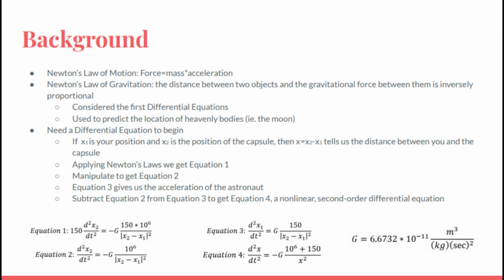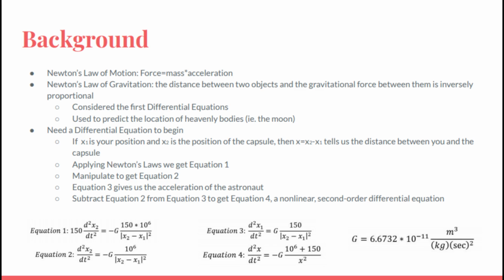So in order to begin this lab, we first need a differential equation. Because both you and the capsule begin as stationary, there's only one force acting between you, and it's the force of gravity, meaning that you are moving in a single line, so we only need one number to denote the position. We can say that x1 is your position as the astronaut, and x2 is the position of the escape capsule. And we're assuming that x2 is greater than x1. We can then say that x is equal to x2 minus x1 to give us a single value for the distance between you and the capsule.